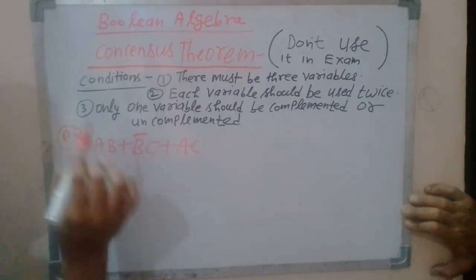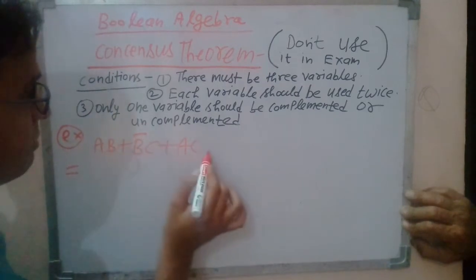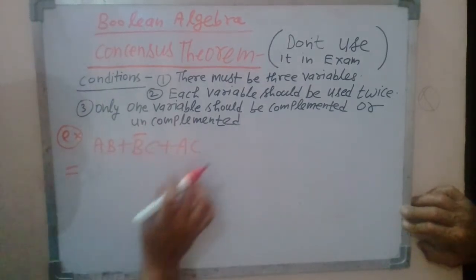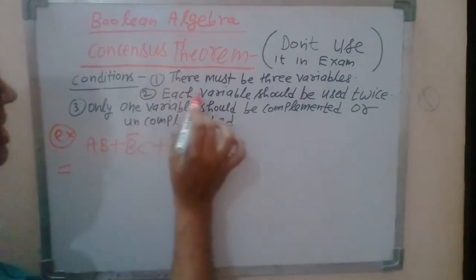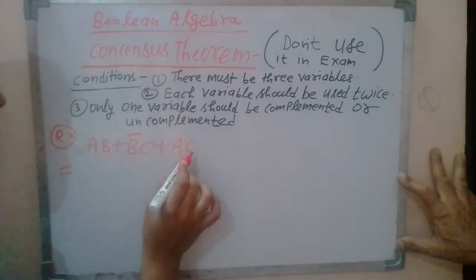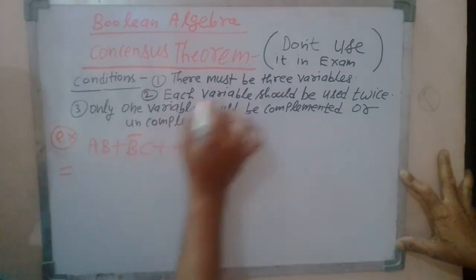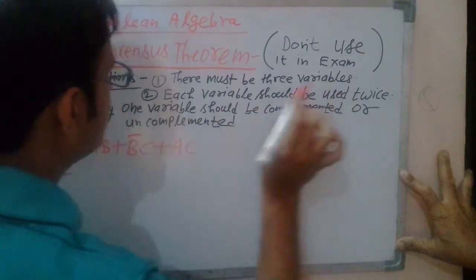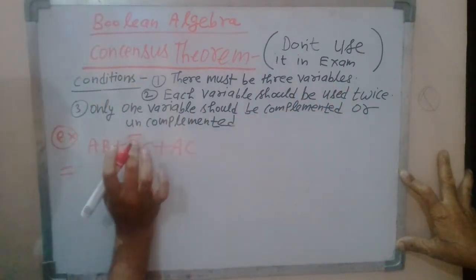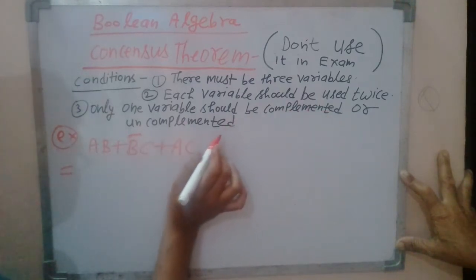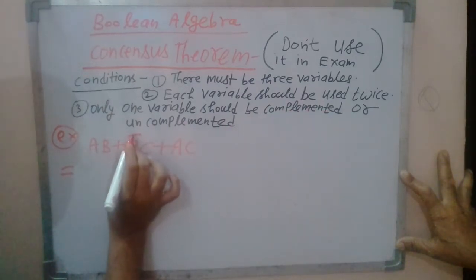See here, there must be 3 variables. Yes, A, B and C. Do you see any other variable? Answer is no. That means there are 3 variables. Second condition: each variable should be used twice. Yes, A is used twice, B is used twice, C is also used twice. So the second condition is also satisfied. Third condition: only one variable should be complemented or uncomplemented. Do you see any unique variable which is available in complemented or uncomplemented form? Answer is yes. Which one? B bar. B is such a variable which is available in complemented form.